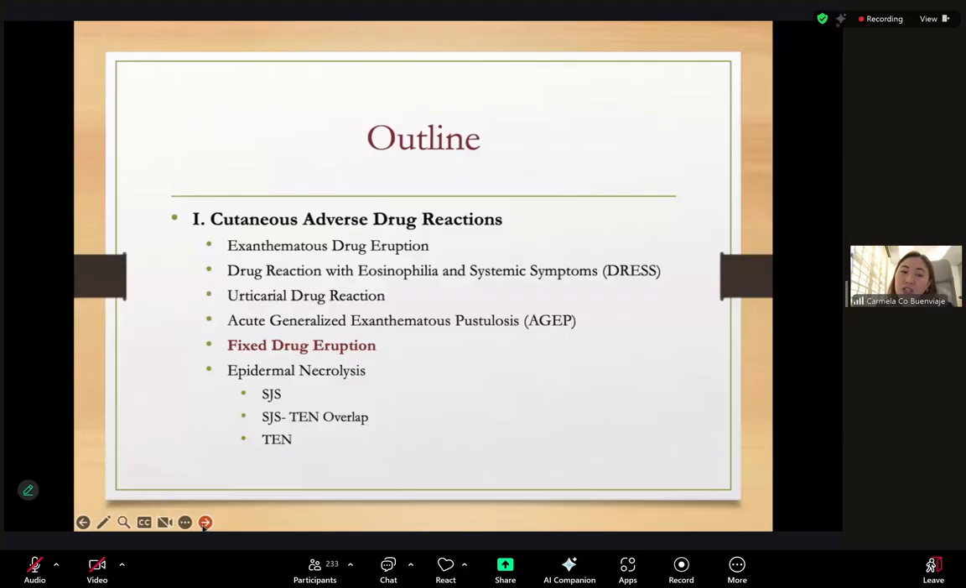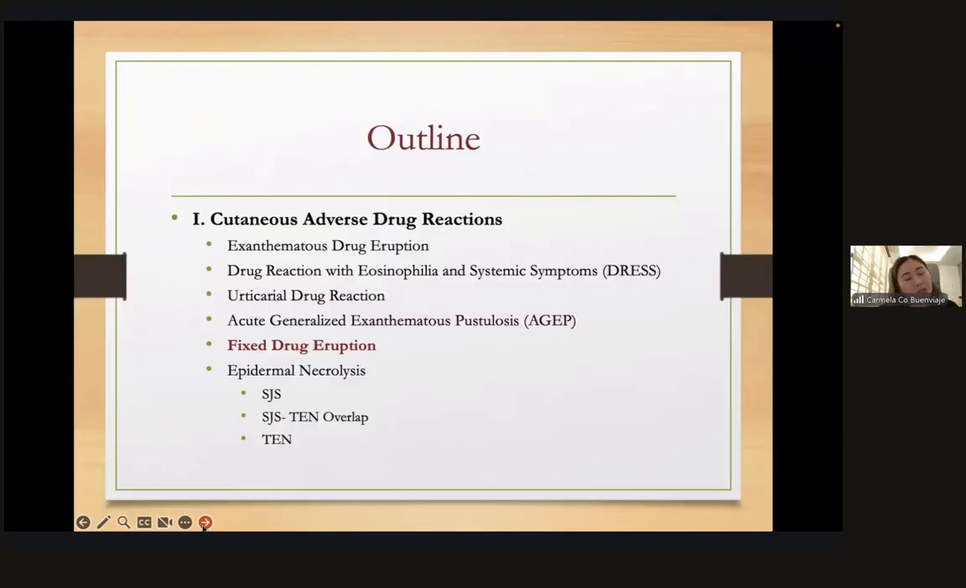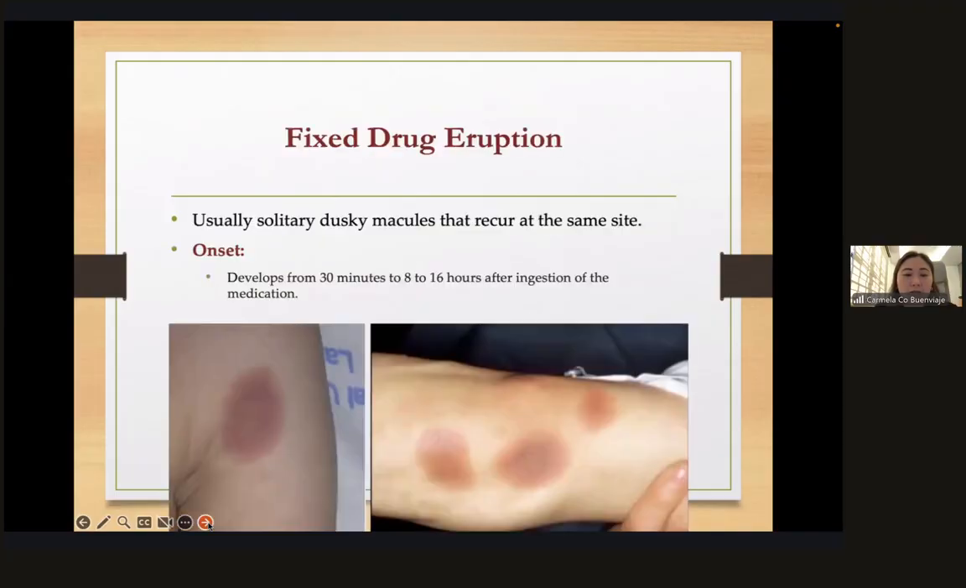Okay, next condition would be a fixed drug eruption. So fixed drug eruption usually presents as solitary dusky macules that recur at the same site. So the onset, it develops from 30 minutes to 8 to 16 hours after the ingestion of the medication.